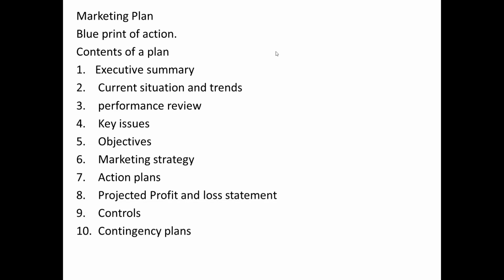It is also a blueprint of action. What is to be done, when it is to be done, how it is to be done, who is to do it. The answers to all these questions are explained through this marketing plan.